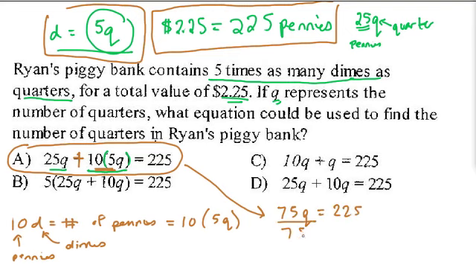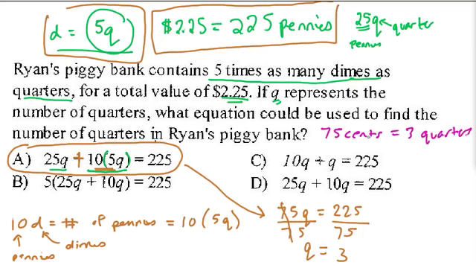25q plus 50q, 10 times 5 is 50, is 75q, and that equals 225. Divide both sides by 75, and what happens? Well, 75 divided by 75 is 1, and the number of quarters would equal this. This might seem difficult at first, but 75 times 2 is 150, so then one more 75 would be 225. So the number of quarters we have is 3 quarters, and this makes sense, because 3 quarters would equal 75 cents.